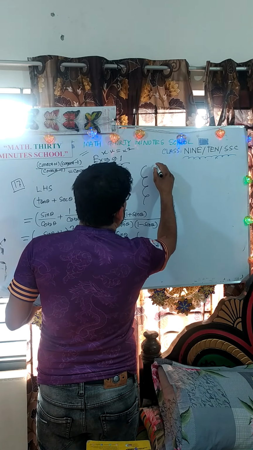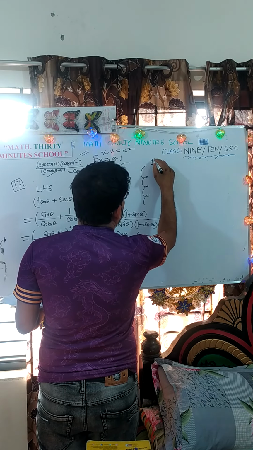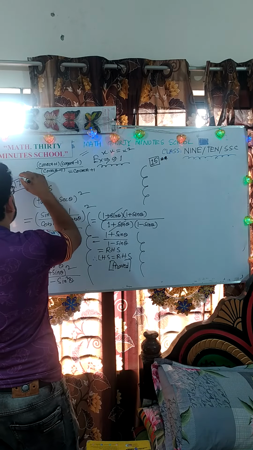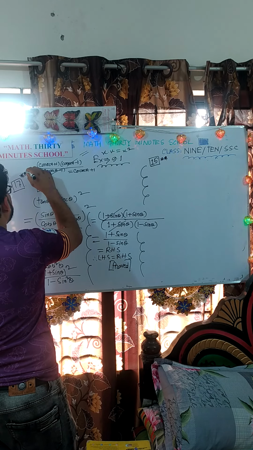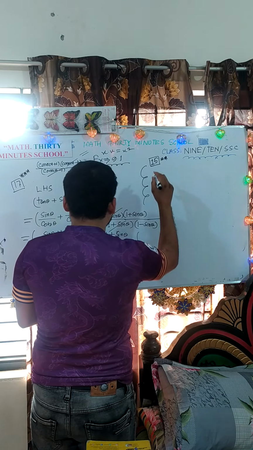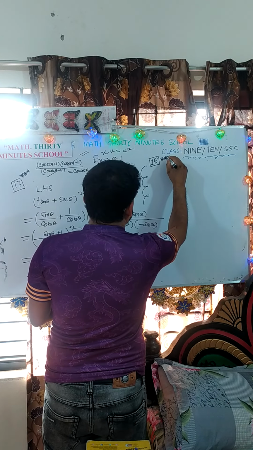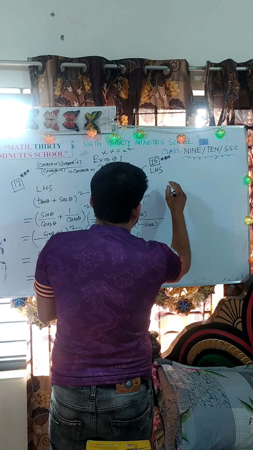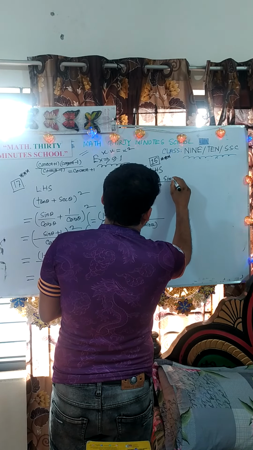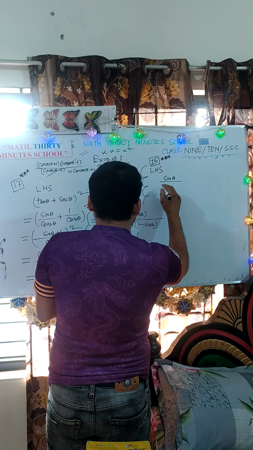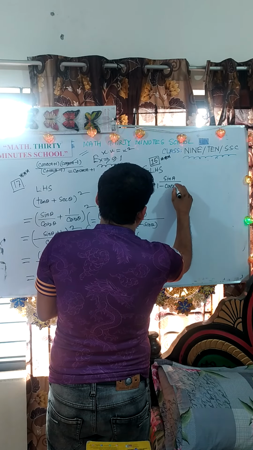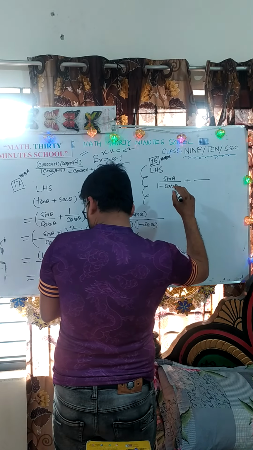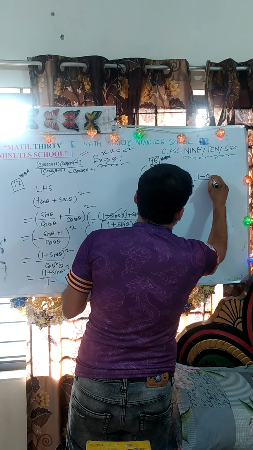Yes, I can also solve question number 15. Seventeen is important, 15 also. Now solving question number 15: sin A by 1 minus cos A plus 1 minus cos A by sin A.